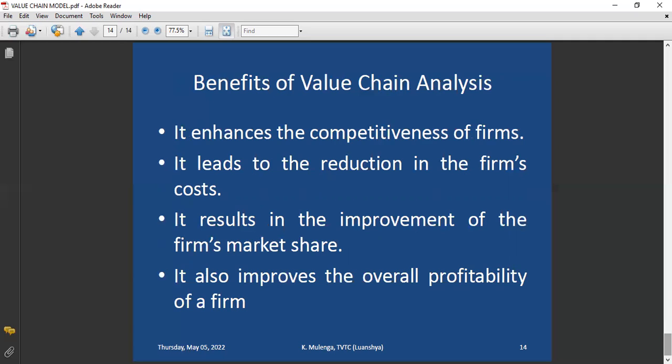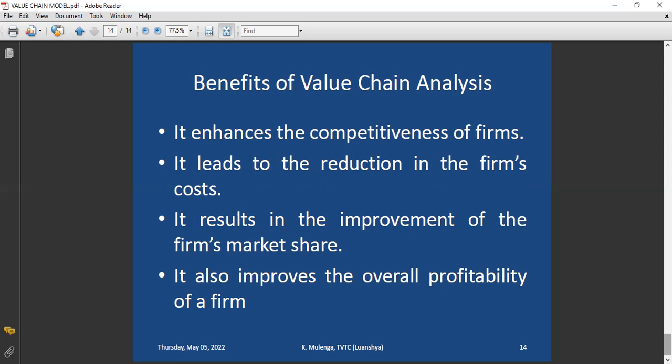It also leads to reduction in the firm's costs. Like I'm saying, we can identify within the value chain which activities, where can we reduce costs? Is it inbound logistics? Is it production or operations? Is it outbound? Where can we reduce costs? It results in the improvement of the firm's market share. So if we are competitive, then we can increase our market share. It also improves the overall profitability of the firm, because we're talking about competitiveness here. The more competitive a firm is, the more profitable it will be.